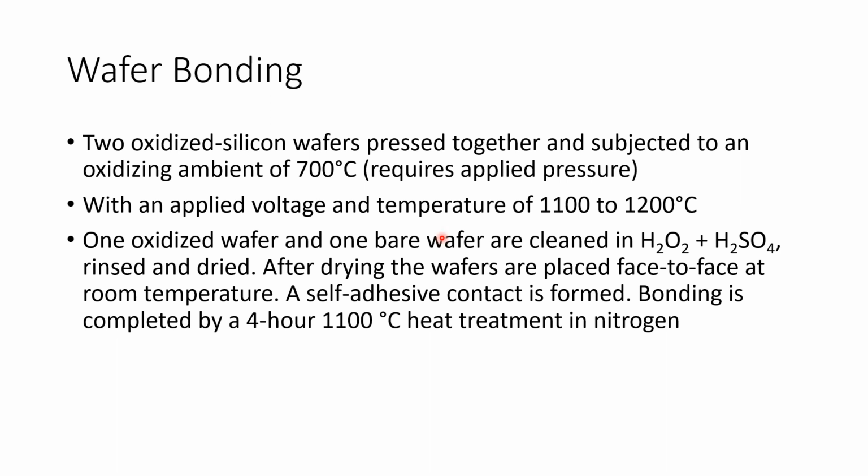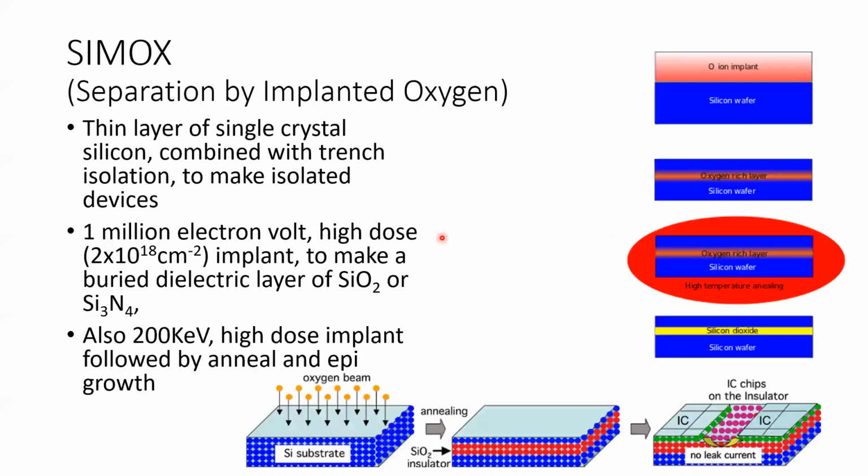So one oxide wafer and one bare wafer are cleaned, rinsed and dried, and then placed face to face at room temperature. The self-adhesive contact is formed, and bonding is completed by heat treatment at 1100 degrees C for 4 hours in nitrogen. So this is a very basic wafer bonding process used for SOI.